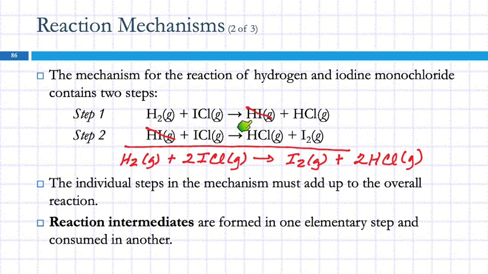So this HI here is called a reaction intermediate. It gets formed in one step and then gets used up in a later step. And so although that's present while the reaction is occurring, we are not necessarily aware of it. It wasn't one of the reactants, it's not one of the products that we see at the end.